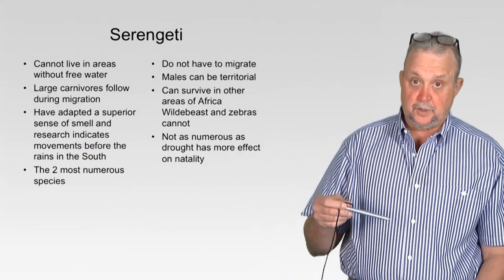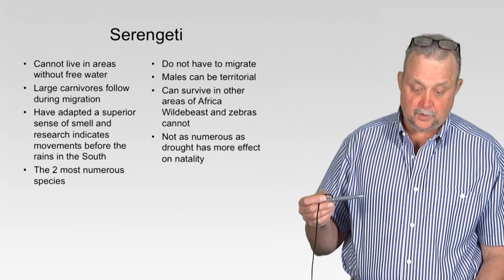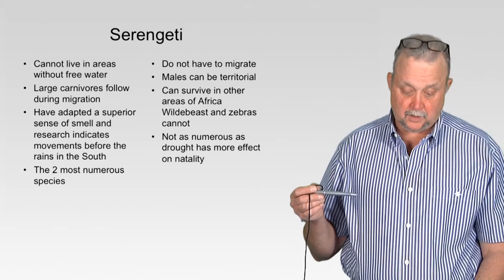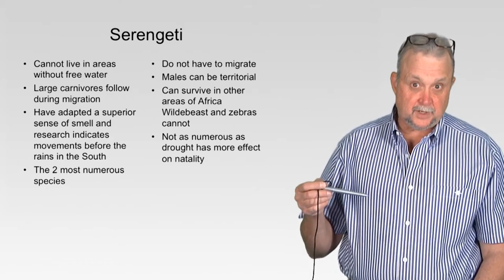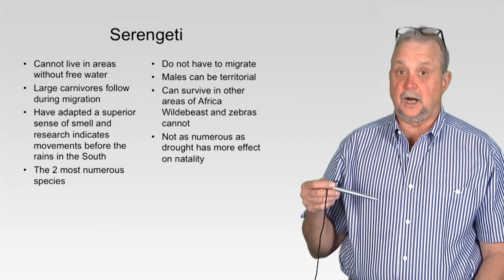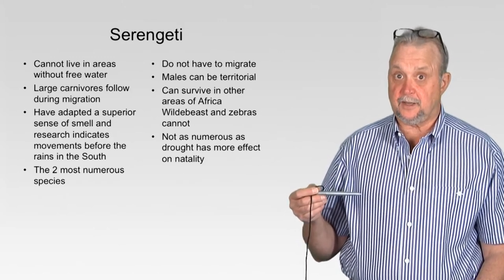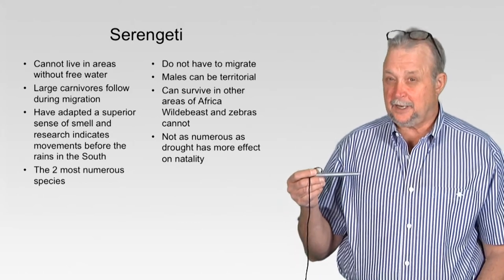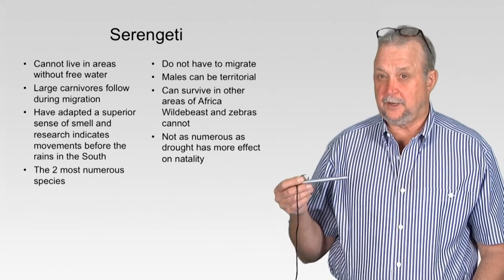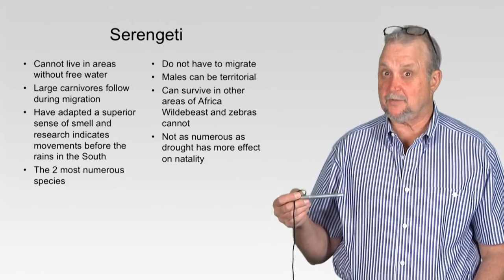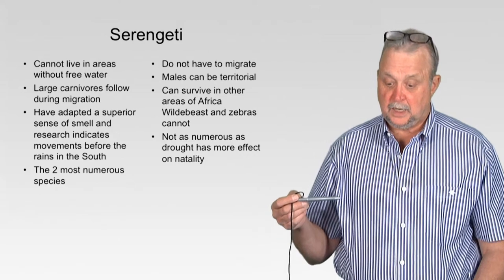So the zebras cannot live in areas without free water. Large carnivores to an extent follow them during the migration. But these animals have adapted a very advanced sense of smell. And again, research now indicates they start moving even before the rain comes. And it costs a lot of energy, and there is a lot of predation. But they're still the two most numerous species. So obviously it's still working for them.